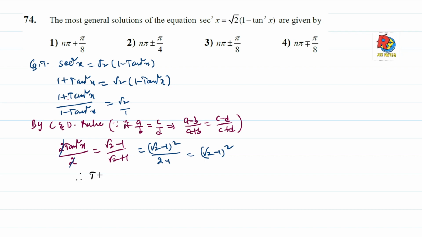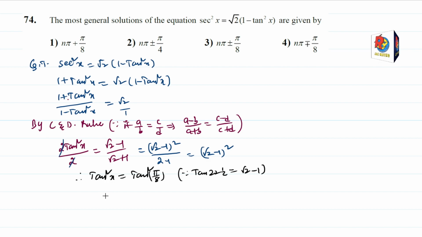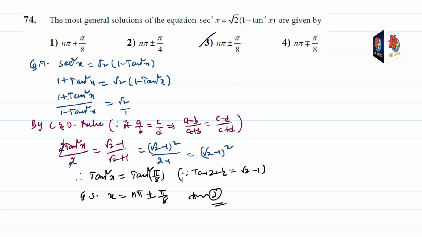Therefore tan square x is equal to tan square pi by 8. Pi by 8 means 22 and a half degrees. Tan 22 and a half value is root 2 minus 1. Therefore, the general solution is x equals n pi plus or minus alpha, where alpha is pi by 8. Option 3 is the correct answer.